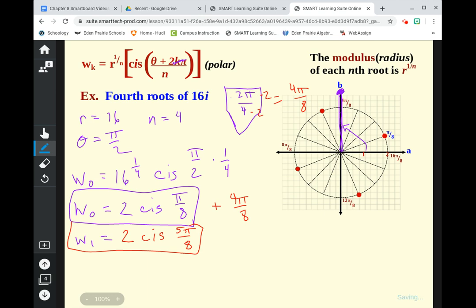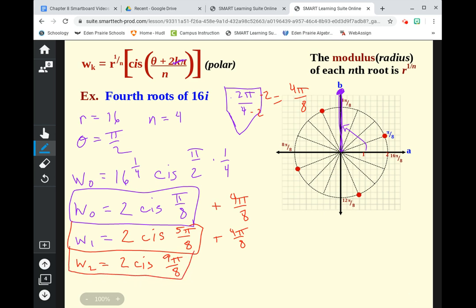Finally, we do it one more time, or 2 more times, to find W sub 2 and W sub 3. W sub 2 is 2 CIS. Now I'm going to add 4 pi over 8 again. And it just gives me 9 pi over 8. There you go.